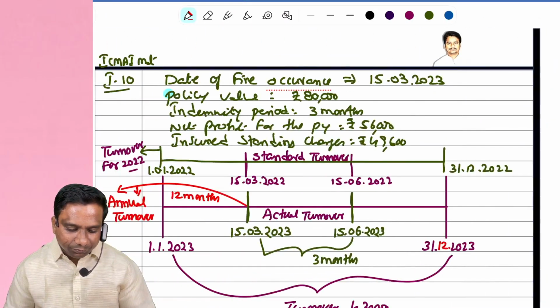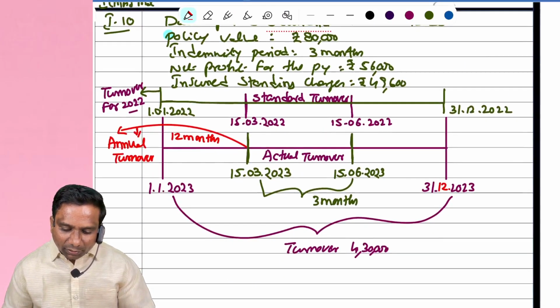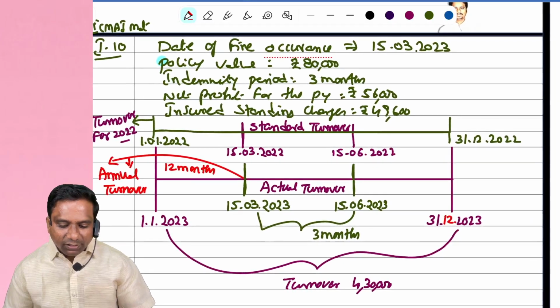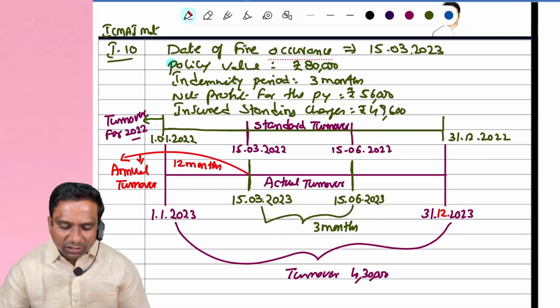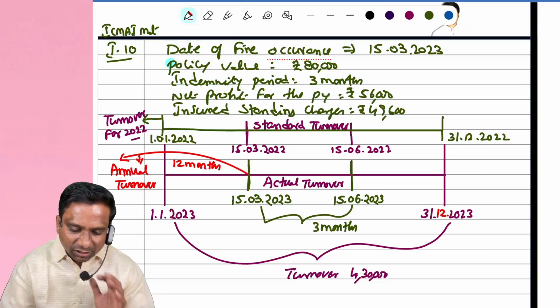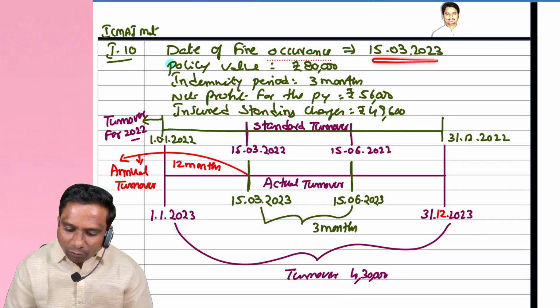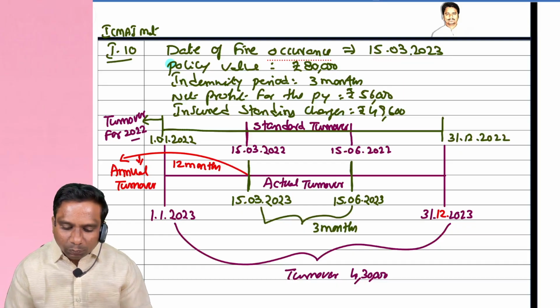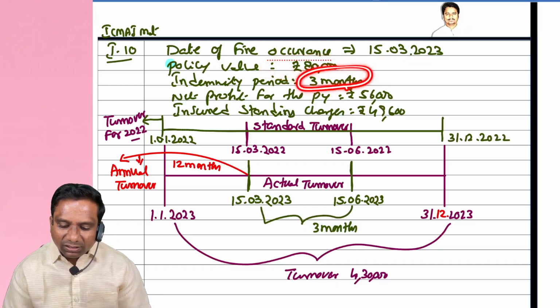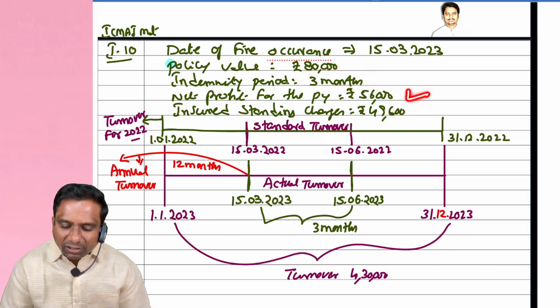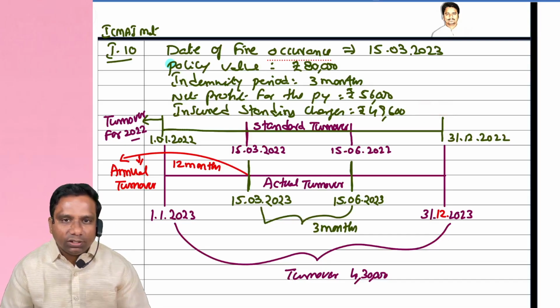first look at this illustration 10. I have given the same illustration 10 in a pictorial representation. Observe carefully. This is the date of fire, 15/3/2023. What is the policy value? 80,000. The indemnity period is 3 months. Net profit for the year they have given straight away as 56,000, and insured standing charges as 49,600.